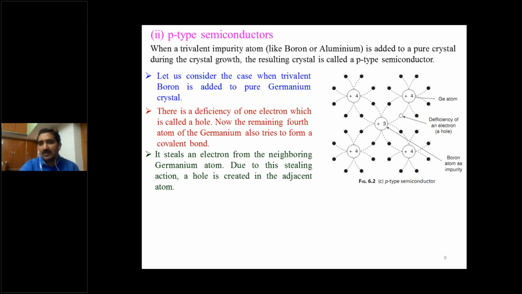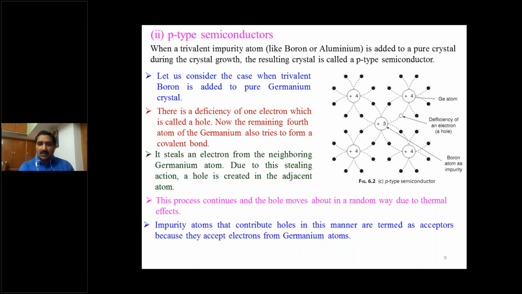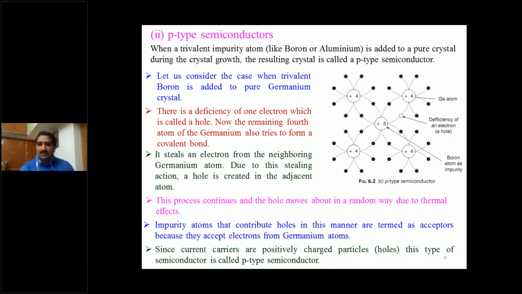So the hole is moving towards the negative electron. The electron is moving towards the positive electron. Here also it is the same. This process continues and the hole moves about in a random way due to thermal effects. Impurity atoms that contribute holes in this manner are termed acceptors, because they accept electrons from germanium atoms. Since the current carriers are positively charged particles, which are called holes, this type of semiconductor is called a p-type semiconductor.